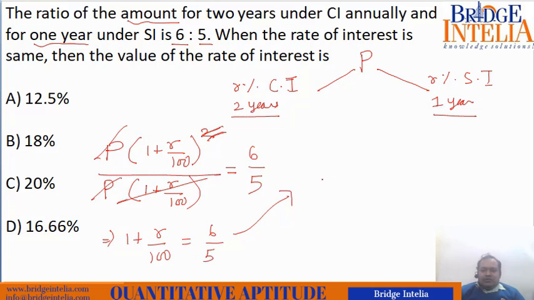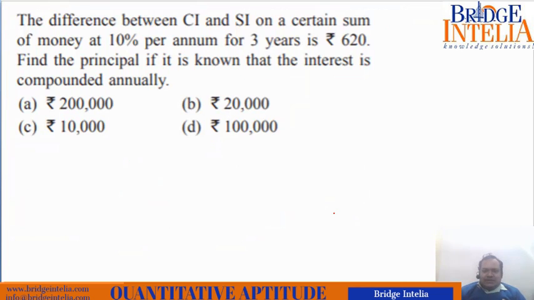So let's find the value of R. R by 100 is equal to 1/5. From here R is equal to 100/5, which is 20%. 20% is the answer. Let's move to the next one.